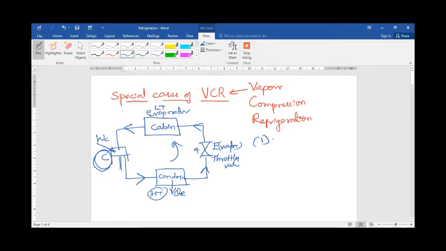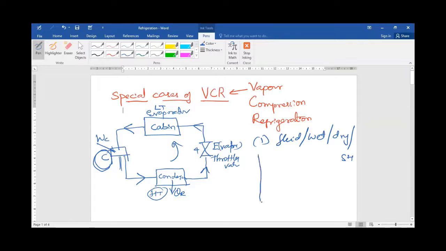The first case is, always remember the point, the input to the compressor. There are three conditions of fluid we have studied. One is liquid, another is wet steam, and the last one is dry or superheated steam. These are the points.